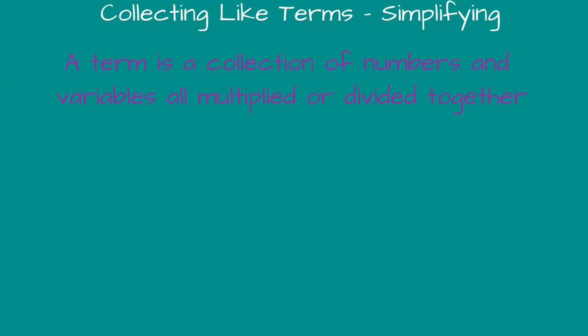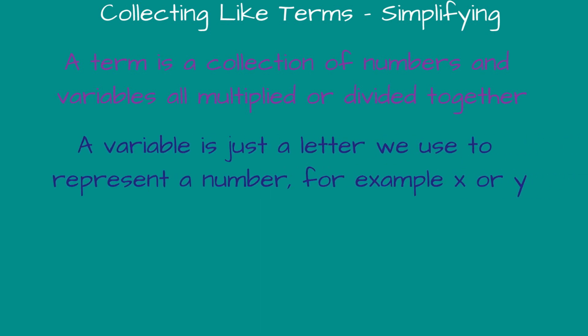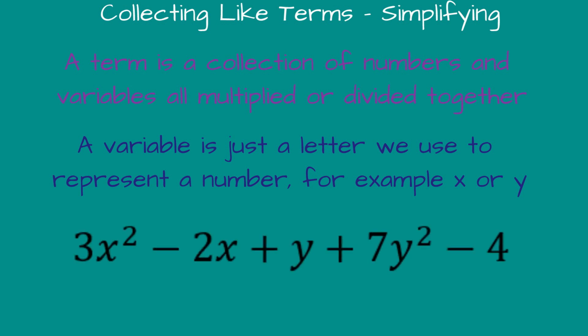A term is simply a collection of numbers and variables all multiplied or divided together. A variable is just a letter we use to represent a number, like x or y. Terms in expressions are separated by plus and minus signs like this expression on the board. Each term has a plus or minus attached to the front of it. If the first term has no sign in front of it, like we have here, it means it is positive.